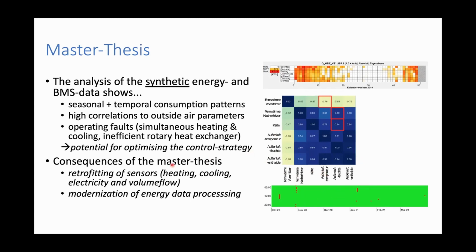In short, the consequence of the master thesis was to make a retrofitting of sensors, because the database before was synthetic energy data, and now after one or two years we have real measurement data. That was one consequence, and the other consequence was that we have to modernize the energy data processing. Like I told you, these are my actual tasks right now.